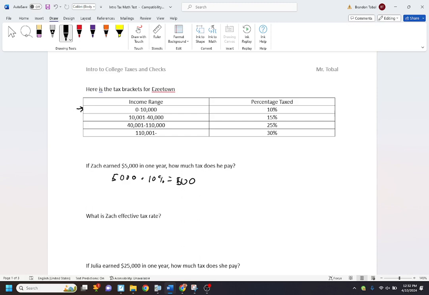Okay. So what's Zach's effective tax rate? He paid $500 in taxes, and he had $5,000 worth of income. So if you put it in your calculator, that's 0.1, which you turn into 10%. Now that matches your percentage tax because he was only in one bracket.